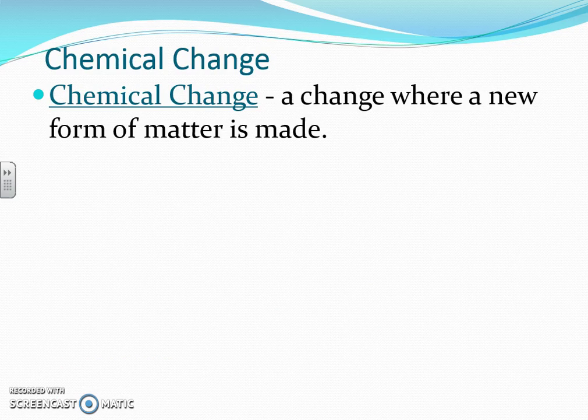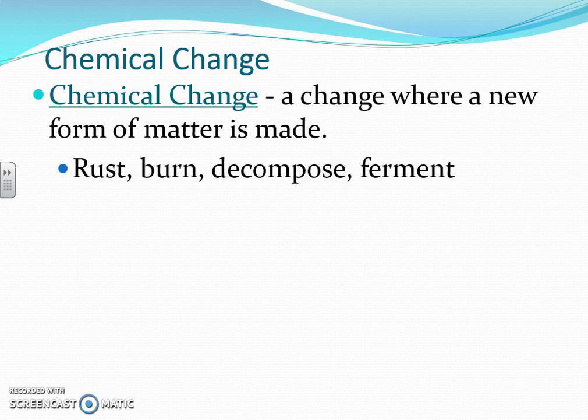Chemical changes, however, is where we make something new. So rust is not the same as that iron that was there before. When it rusts, it is not iron anymore. It's iron oxide. It's a different compound. That piece of paper we were talking about earlier, it's paper before, but afterwards it's carbon dioxide, water, and ash. It is a completely different substance. When things decompose or ferment, these are other good descriptors that show chemical change as well. You are making something new.